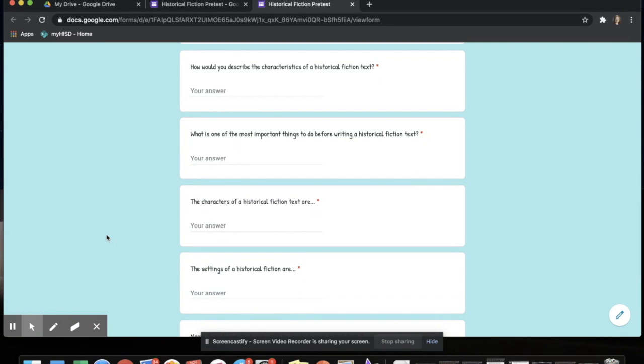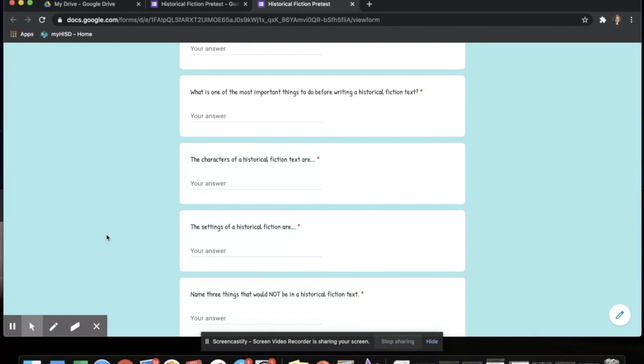Questions such as, how would you describe the characteristics of a historical fiction text? Characteristics are, I'm trying to get the idea of them to describe words, details, and pull from that prior knowledge. I'm hoping that they were able to associate that historical's root word is history and fiction, of course, being imaginary.